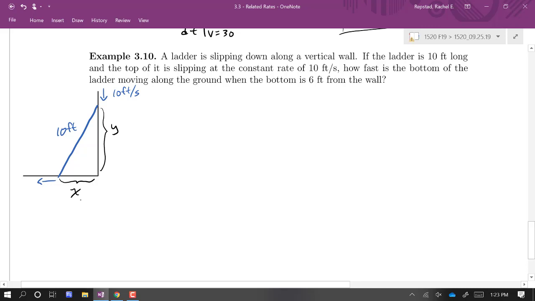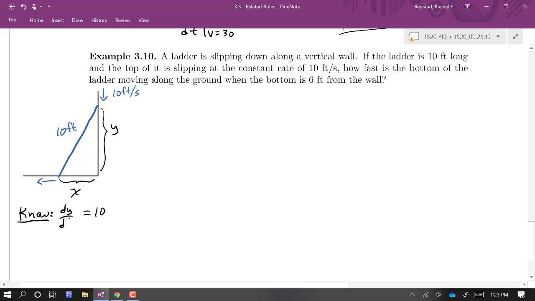So, all right, this is a related rates problem. I know somewhere they've given us a rate of change, right? And they're going to ask us to find another rate of change. So what is the rate they gave us? 10 feet per second. What is equal to 10 feet per second? dy dt.